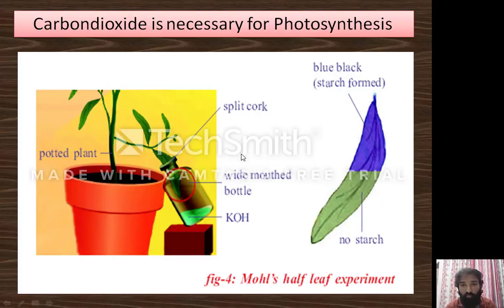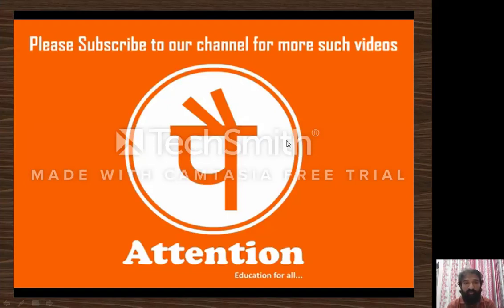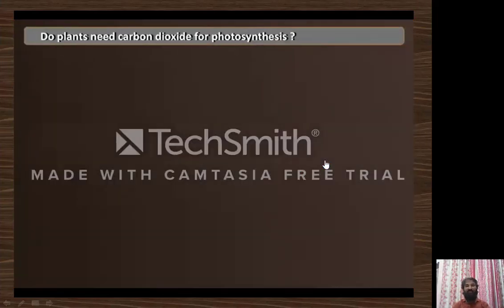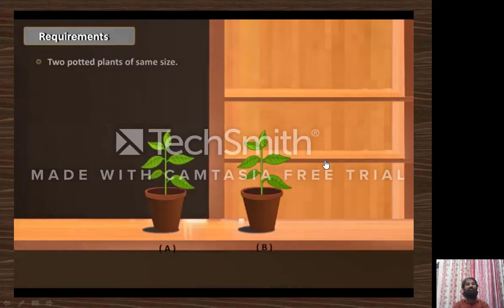Now you watch this experimental video. The aim of the experiment is to prove carbon dioxide is necessary for the process of photosynthesis. What is the aim? To prove carbon dioxide is necessary for photosynthesis. Do plants need carbon dioxide for photosynthesis? Now we perform the experiment to prove it.